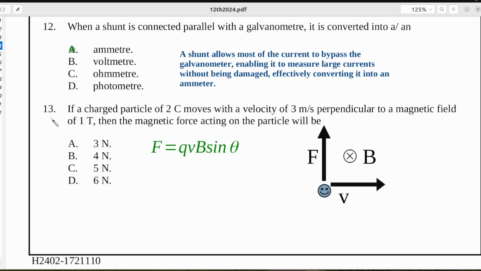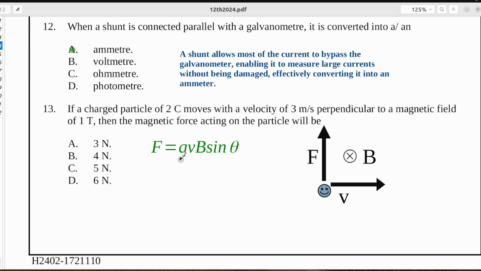Now see question number 13. If a charged particle of 2 coulomb moves with a velocity of 3 meters per second perpendicular to a magnetic field of 1 Tesla, then the magnetic force acting on the particle will be, options are option A 3 Newton, option B 4 Newton, option C 5 Newton, option D 6 Newton.